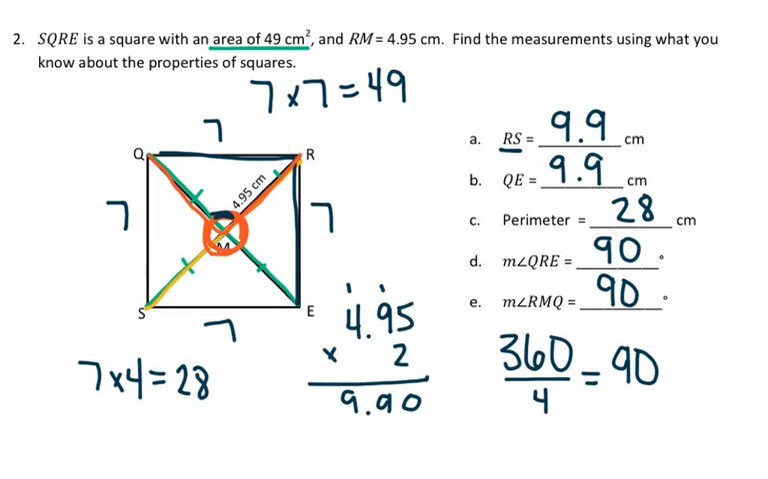So all of the angles, let me erase some of this ink here. All of the angles in our square, which is here, are 90 degrees. And our diagonals intersect in the center, and it also creates 90-degree angles here.